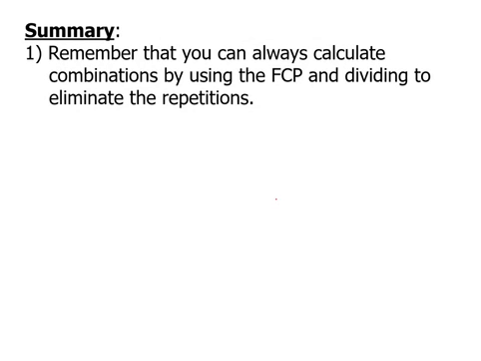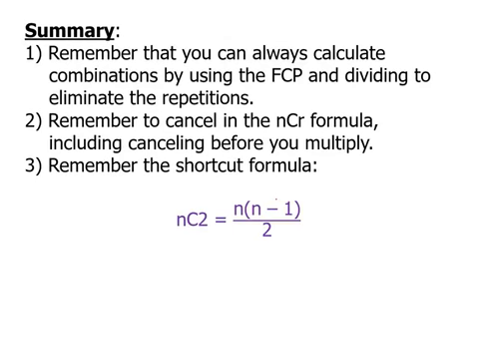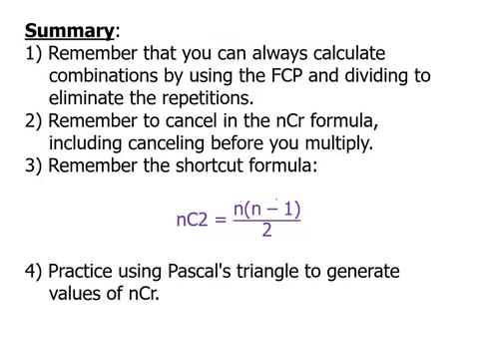In summary, remember that you can always calculate combinations by using the fundamental counting principle and dividing to eliminate the repetitions. Remember to cancel in the n choose r formula, including canceling before you multiply. Remember the shortcut formula, which also appears in sums of sequences, and practice using Pascal's triangle to generate values of n choose r.